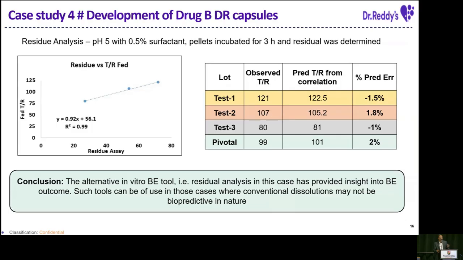We developed a simple regression based on this, and based on the regression equation, we optimized the polymer concentration, which is giving us almost equal amount of residue as that of the reference product. And with that, we are able to get a bioequivalence in this case. So in this case, the dissolution did not work for the bioprediction, but alternative tools such as residual analysis have clearly provided the in vivo direction. And this also gives an opportunity to think beyond the dissolution for the biopredictive capability.